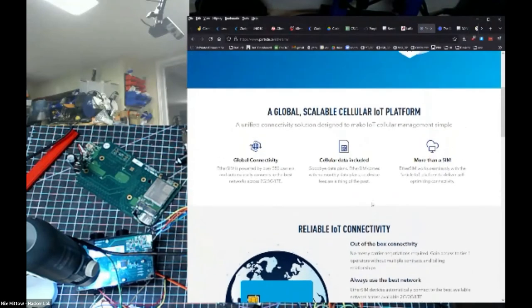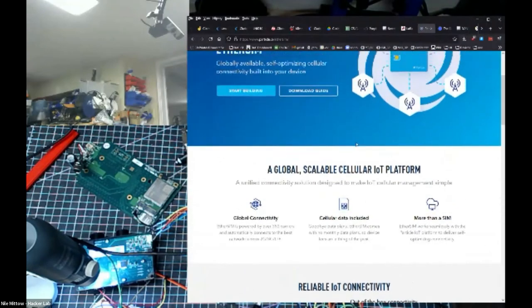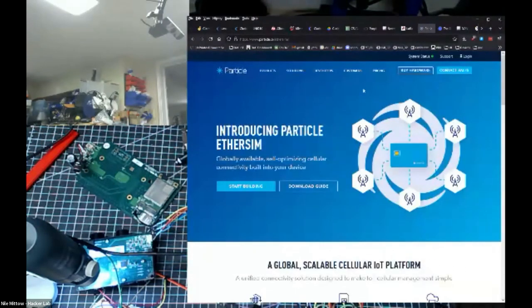Another common technology that's emerging is LoRa, which is a low bandwidth but high range radio communication protocol that's meant for networking in outdoor situations like this.